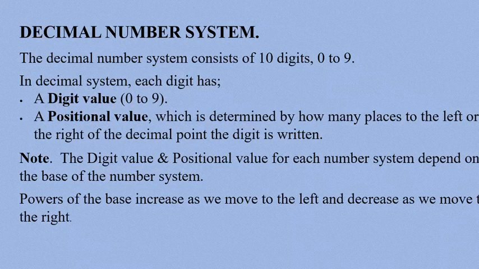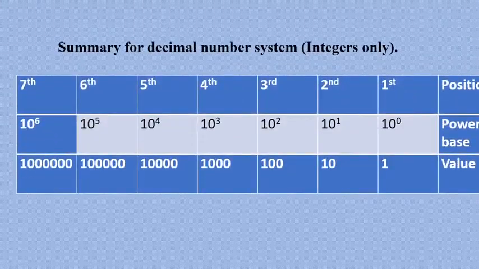In decimal number system, each digit has a digit value, 0 to 9, and a positional value, which is determined by how many places to the left or to the right of the decimal point the digit is written. Note, the digit value and the positional value for each number system depend on the base of the number system. Powers of base increase as we move to the left and decrease as we move to the right. That is a very important point.